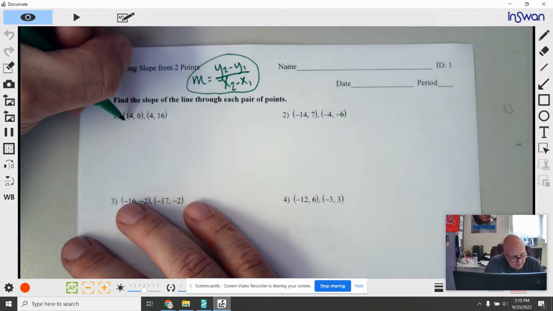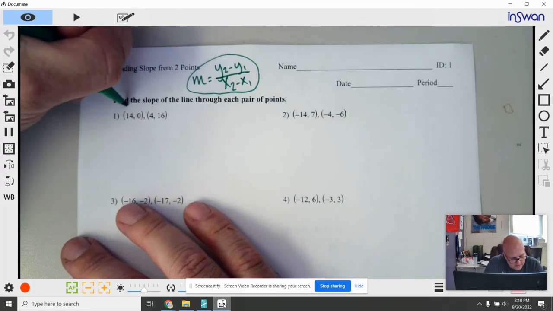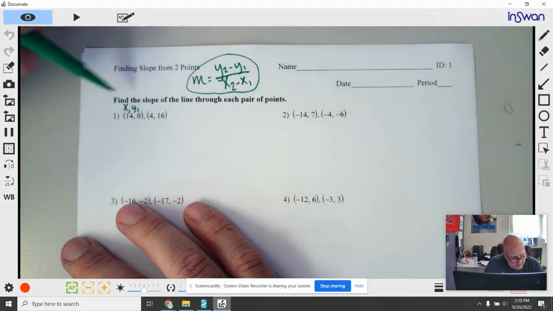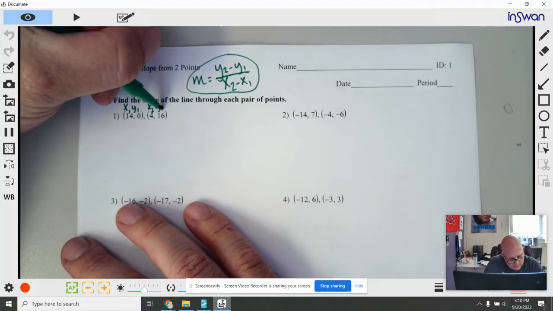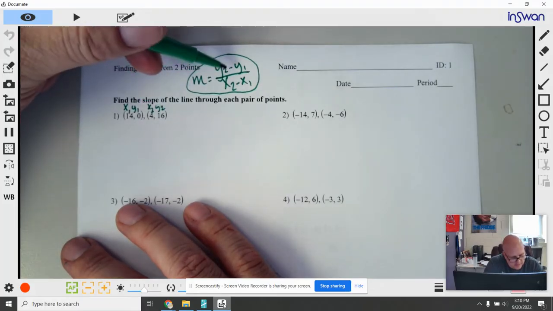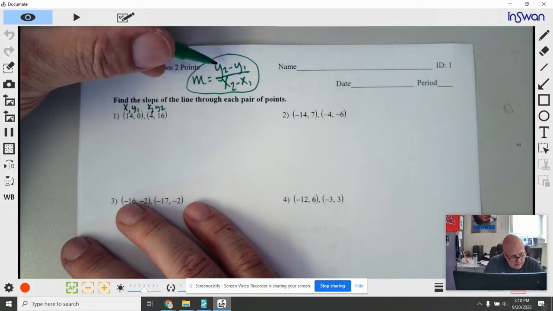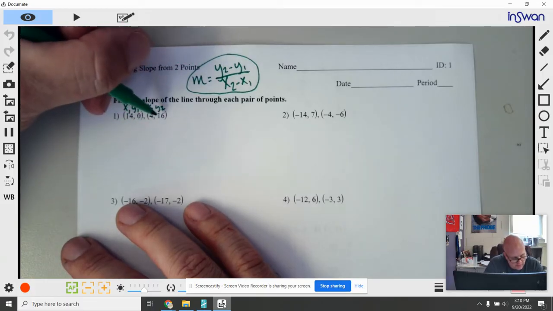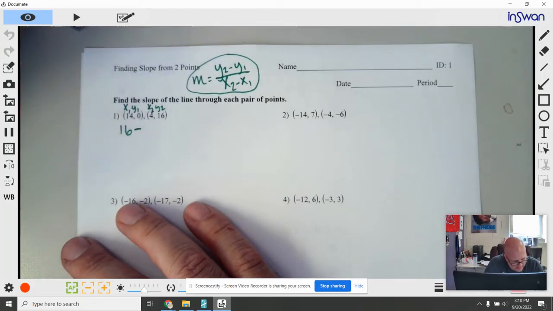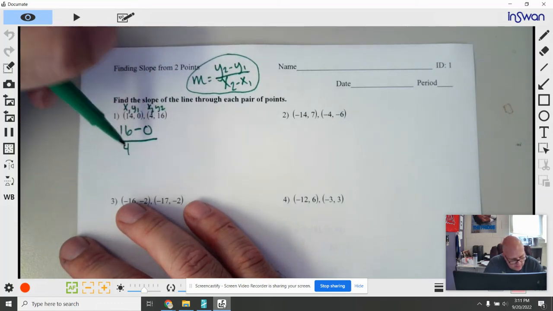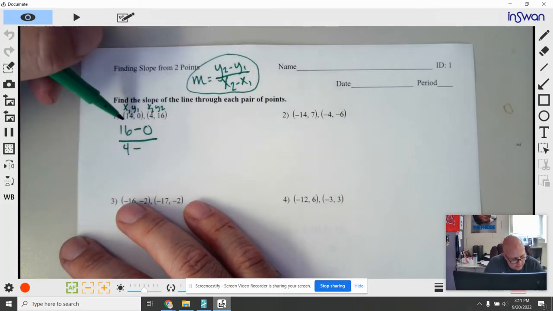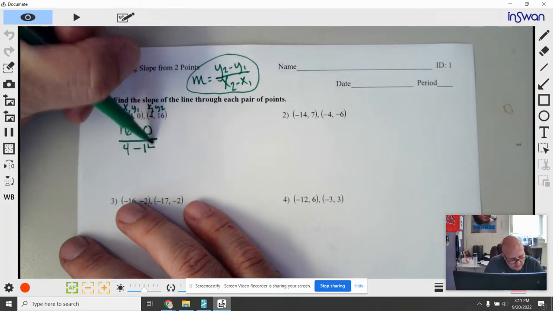Okay, so what I do is I look at my points here, and the first step is I want to label them. Because this is my first ordered pair I see, I'm going to call that x sub 1, y sub 1, just because it's the first one listed. Over here, that's my x value, x sub 2, y sub 2. So I look at the formula. The formula says put y sub 2 first. So that's going to be 16 minus y sub 1, 0. And then we put that over x sub 2, which is 4, minus my x sub 1, which is 14.